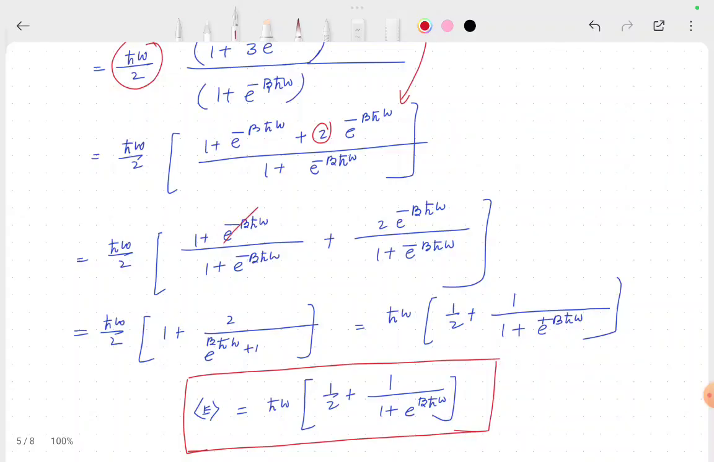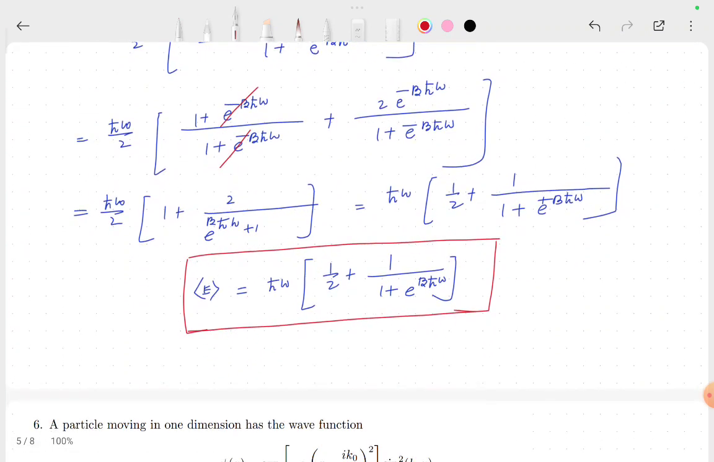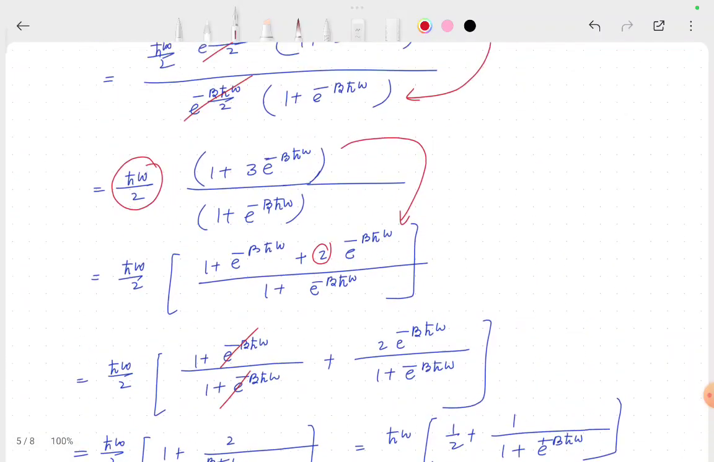So these two terms cancel each other, so we get 1 plus 2 e to the power beta h cut omega, and we just simplify these equations and we get the mean energy of this system. So this equals h cut omega into half plus 1 plus e to the power beta h cut omega upon 2. So this is a very simple calculation.